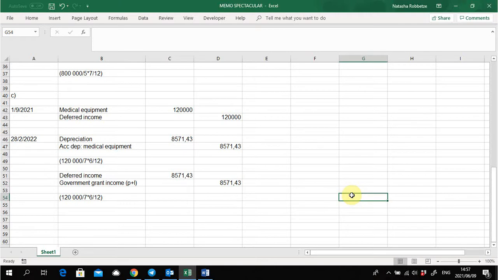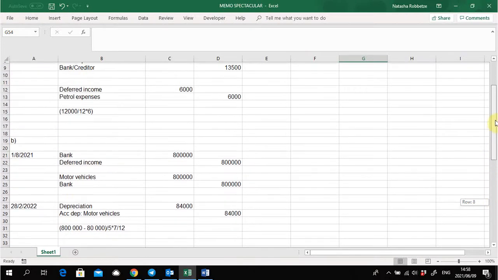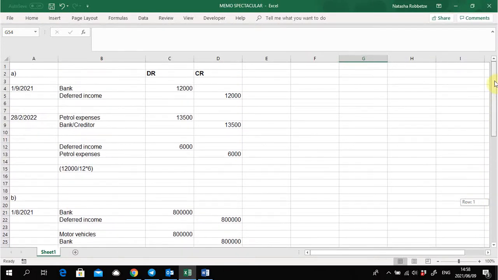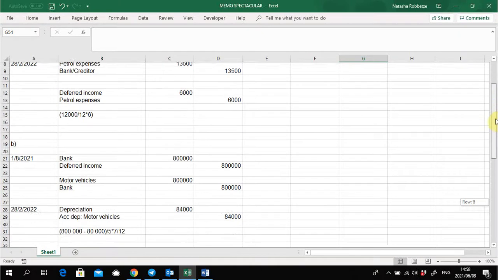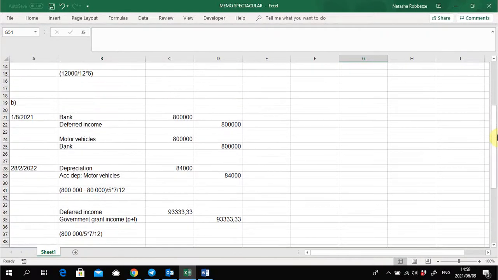And those were the journal entries that you should have done for the asset-based grants as well as the subsidies. I think it's quite simple and straightforward once you understand how the deferred income needs to be transferred to government grant income. And please remember that the government grant income is a profit and loss account that is listed as other income.